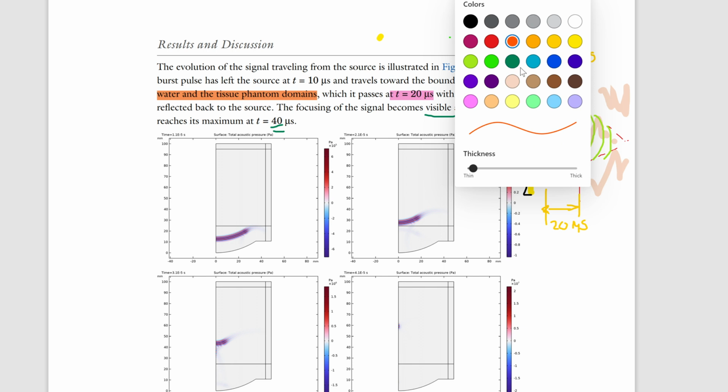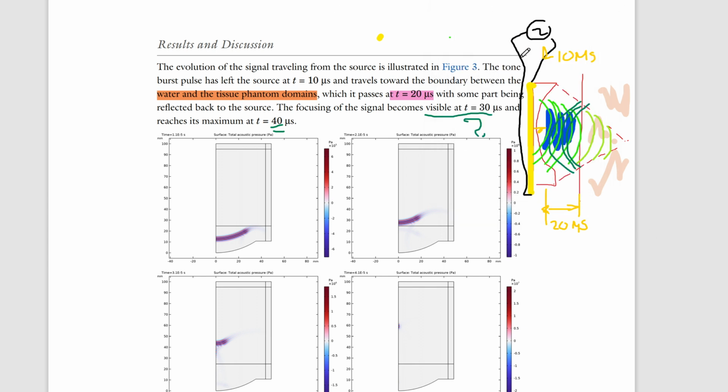Same drawing here that we did. We just recreated it. All right. I'm using orange because orange is our aperture, and I'm actually going to just draw the whole thing. This is our whole aperture. Time is equal to 10 microseconds. What do we know? That it has left the source and travels towards the boundary between the water and the phantom tissue. Okay? Has left the source.